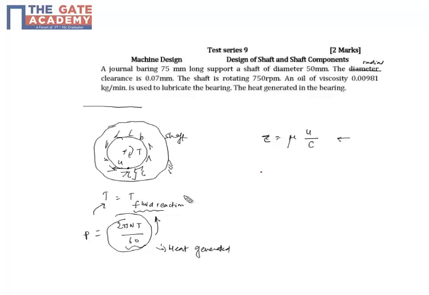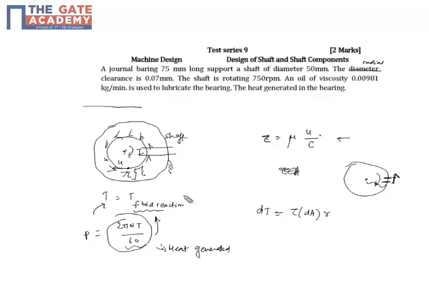This is the shear resistance, and this shear stress is the same throughout. Shear stress into area is basically the force. Or you can take a simple point. As this is rotating, if I take a small point, the shear resistance acts like this. The shear stress into this area dA is the force. Tangential force into radius r is the torque.